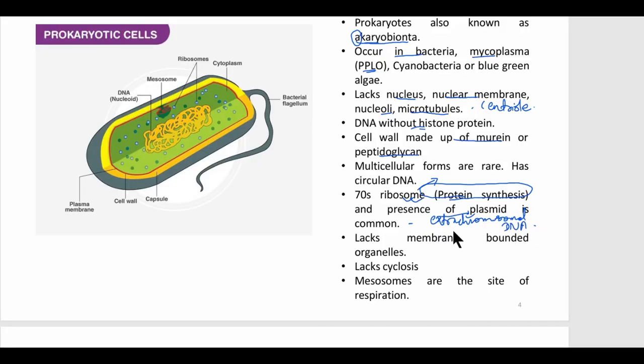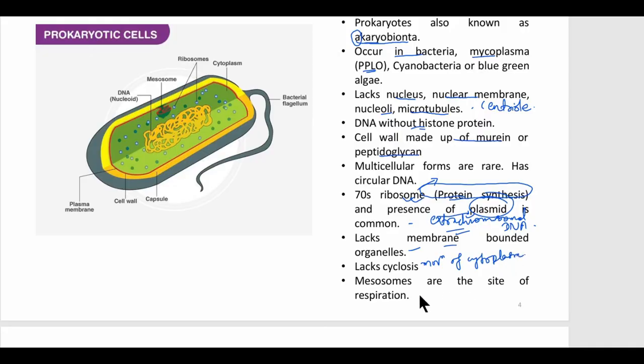Which of the following is the extra chromosomal DNA? The answer is plasmid. Where is it found? It is found in the prokaryotes. It lacks the membrane bounded organelles. Likewise, the cyclosis movement of cytoplasm is also absent in the prokaryotic cells.